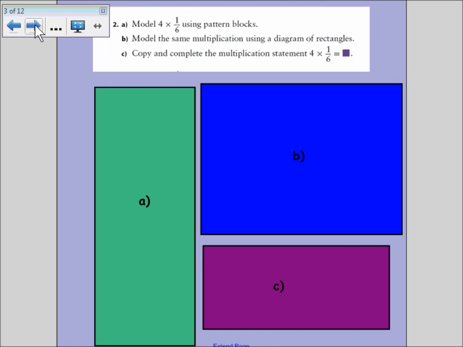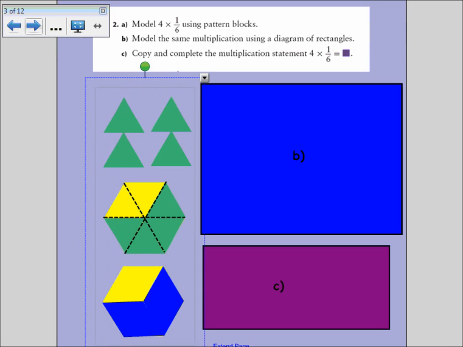Model 4 times 1/6 using the pattern block. So in A, we can see 4 times 1/6 down here. We've got 4 of the 1/6 triangles. So there's 1, 2, 3, 4. Remember that the green triangles equal 1/6. So we add them all up, 1, 2, 3, 4, and we've got this much of the hexagon, which equals 4/6.